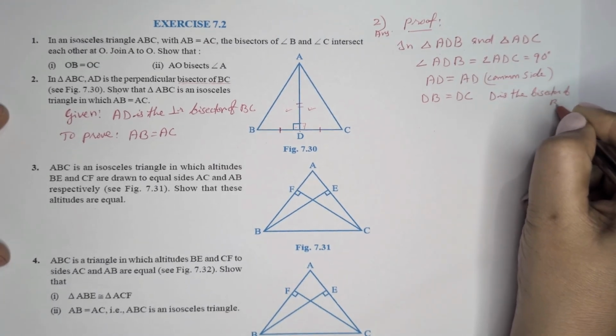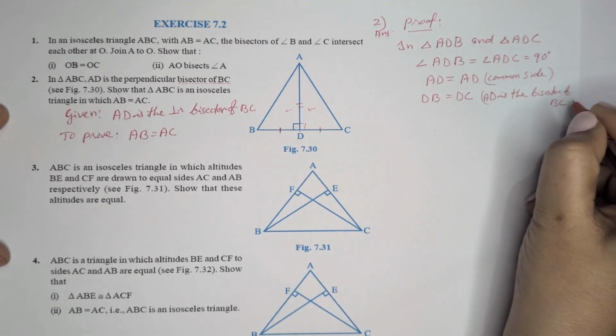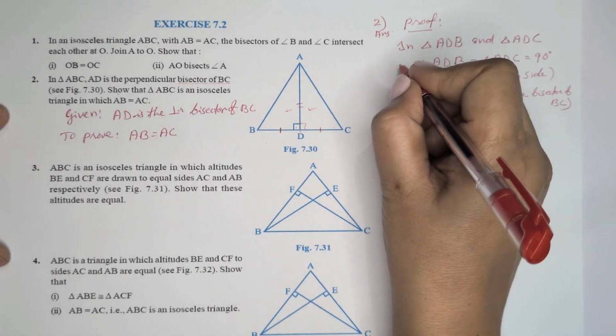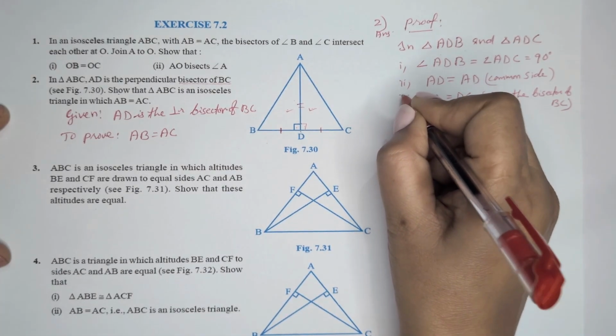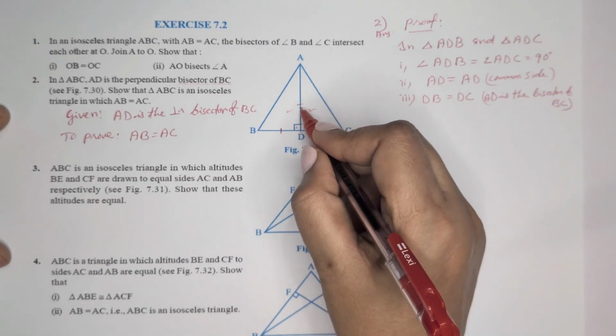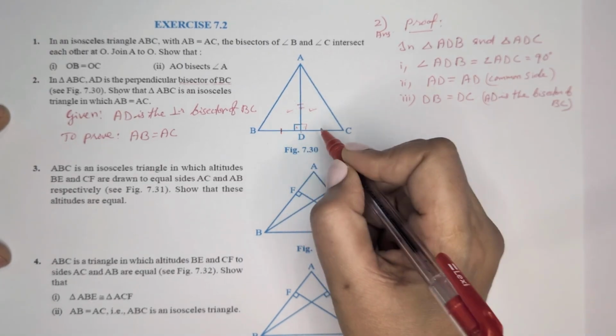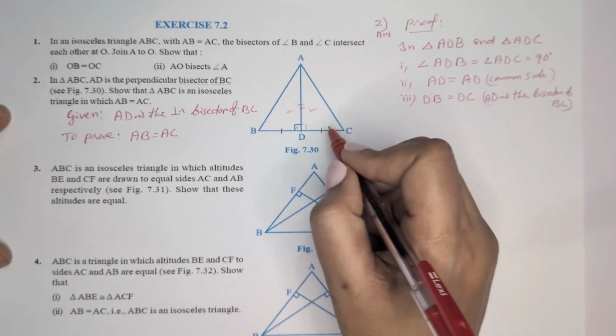Of BC. Here AD is the bisector of BC. So three conditions. First one is these two angles are equal. Then this is the common side. Then these two sides are equal because AD is the perpendicular bisector of BC.